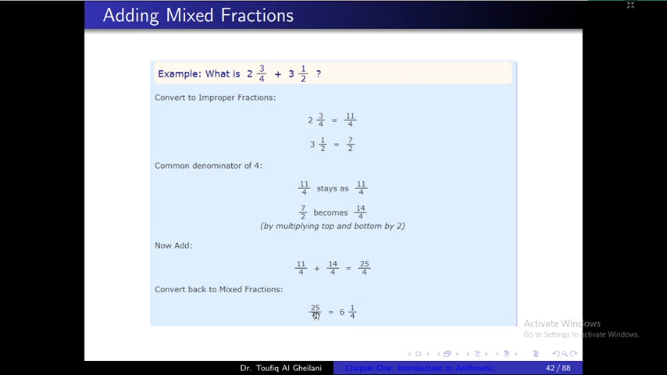So I ask myself, what is the number before 25 that I can divide by 4? The number before 25 is 24. 24 divided by 4 is 6, and the remaining is 1 over 4.